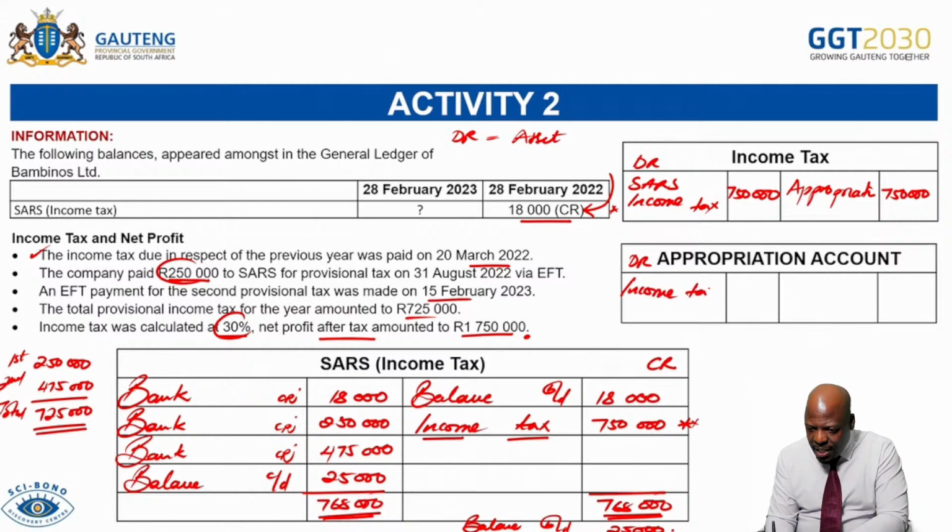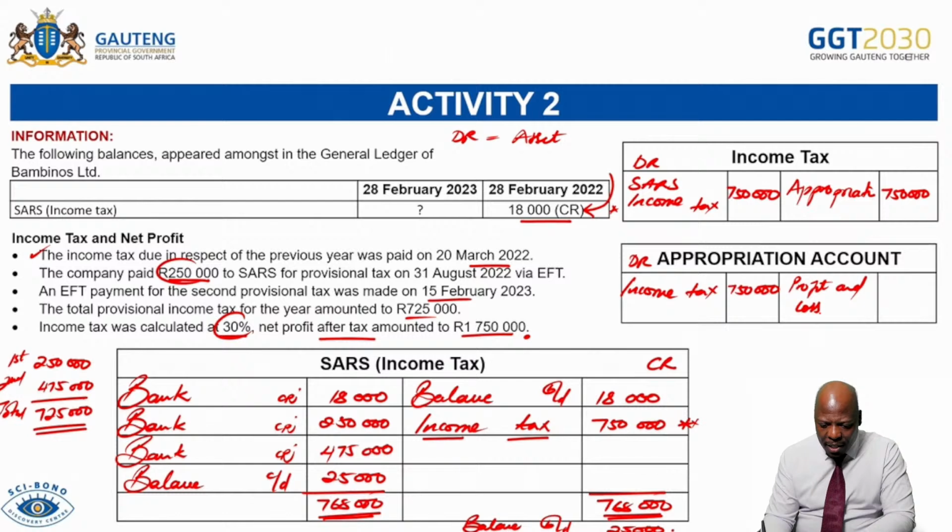And then on the debit side of my appropriation account, I'm going to come and say income tax. How much is that? 750,000. And obviously, here you're going to get your profit and loss. We're talking net profit. And then you get your profit and loss. That's your net profit before tax. Are you able to get that one? You can simply say this one, that's after tax plus the income tax. So it can give you that one. Did you get that one? Okay. You want me to do it with you?